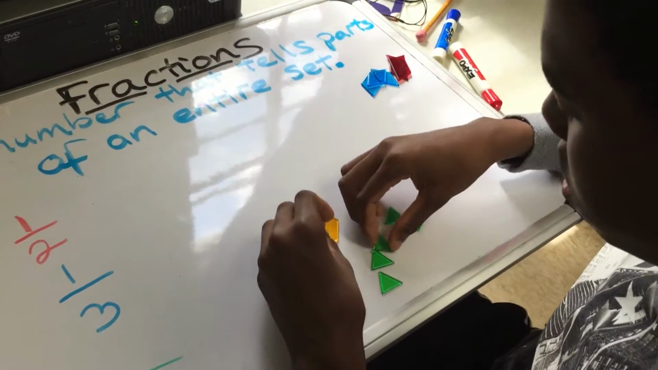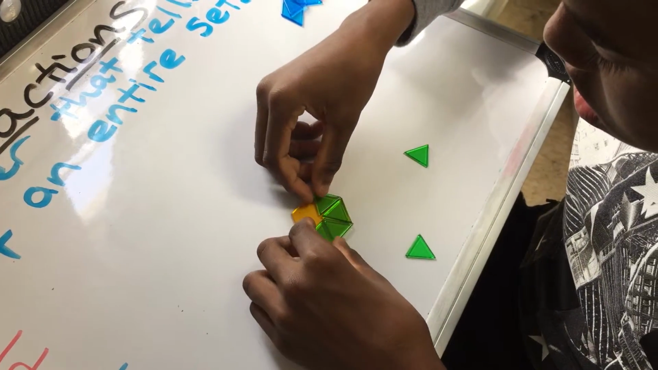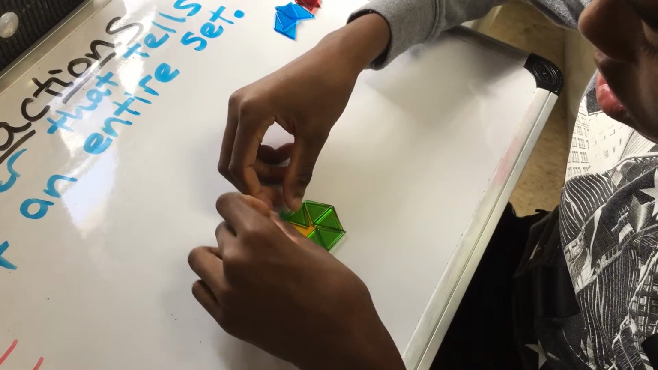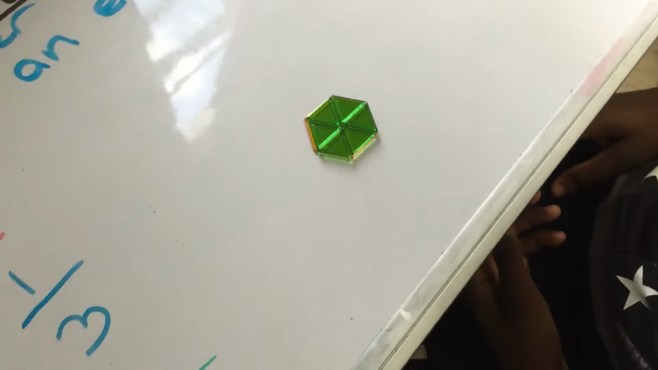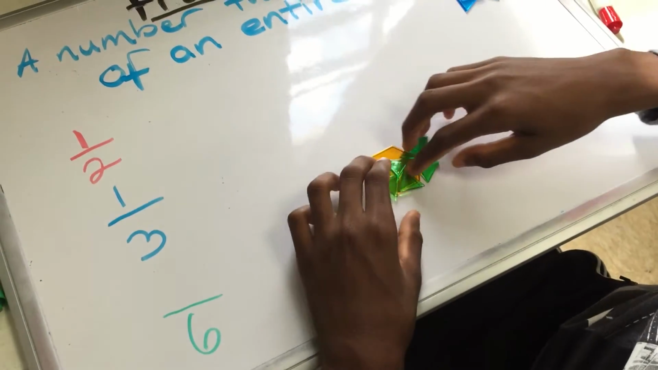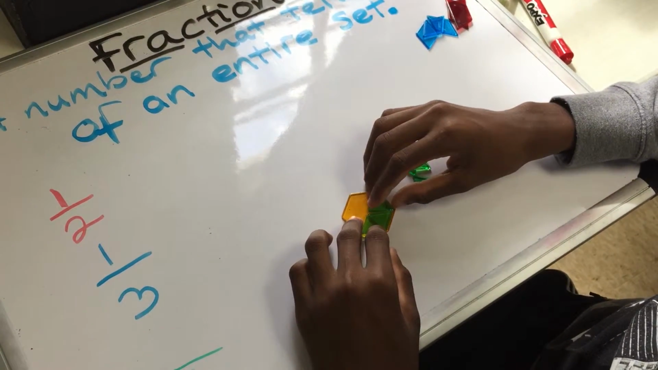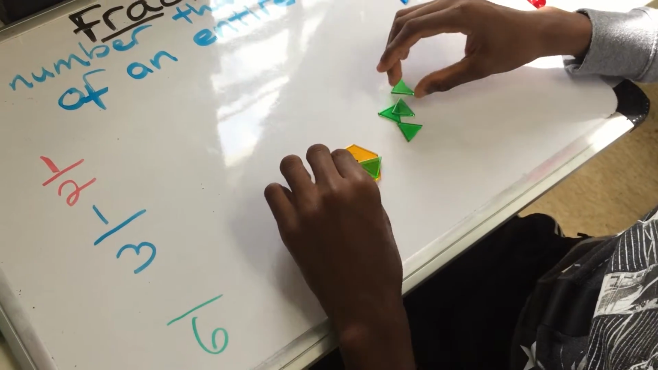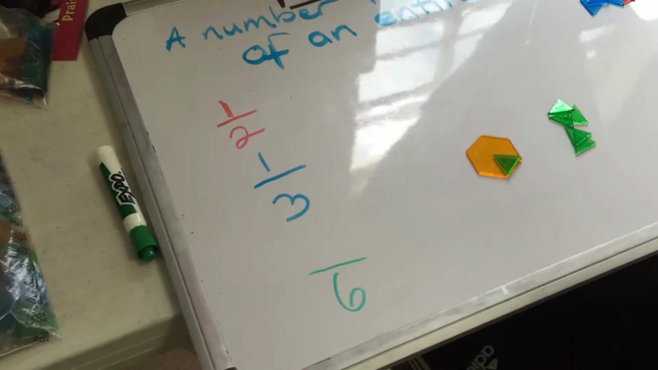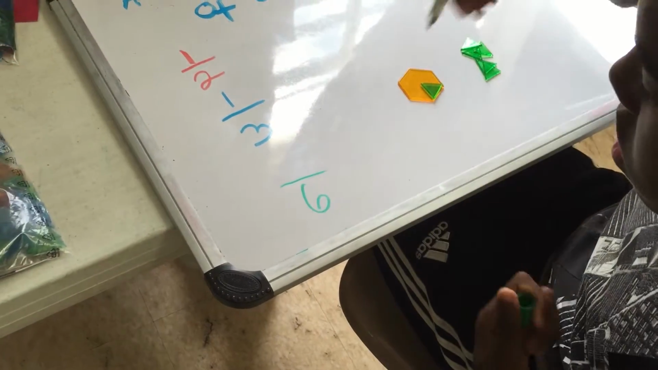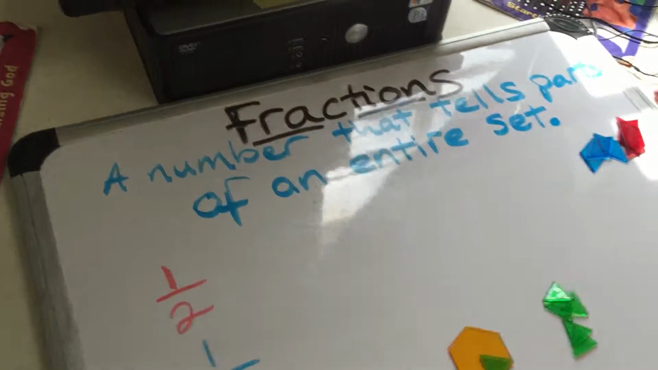Let's make sure. Okay, so your 6 pieces make up one whole. Now use the pieces that make up 1/6, and then write what that looks like. Write the fraction 1/6. All right, there you go.